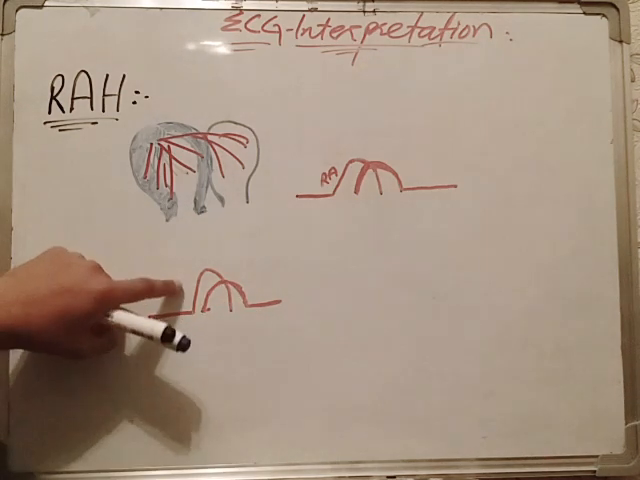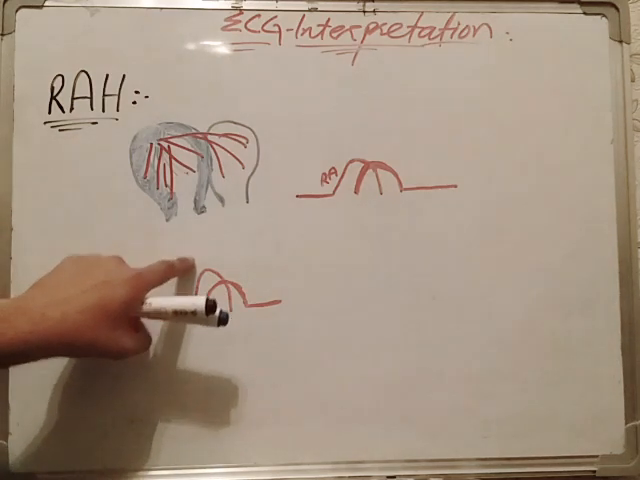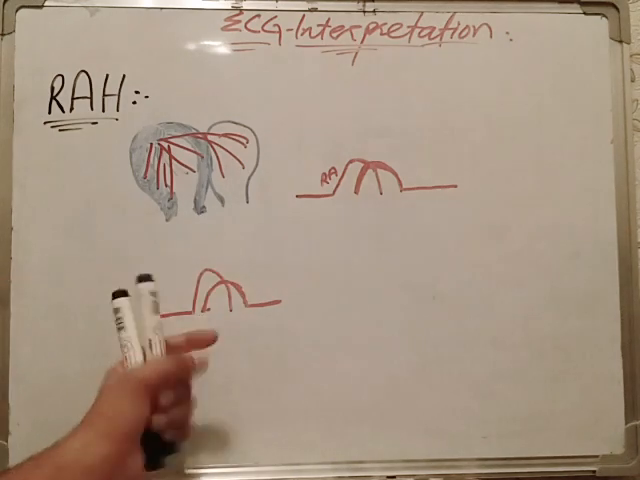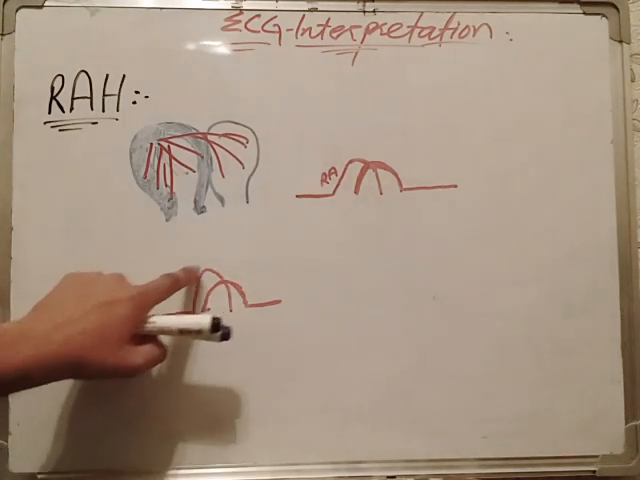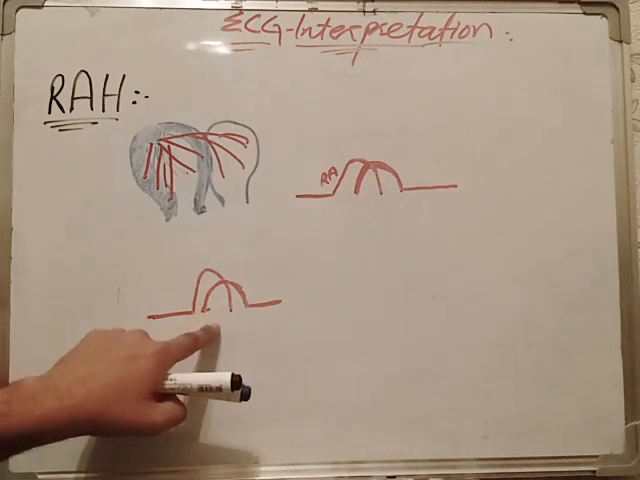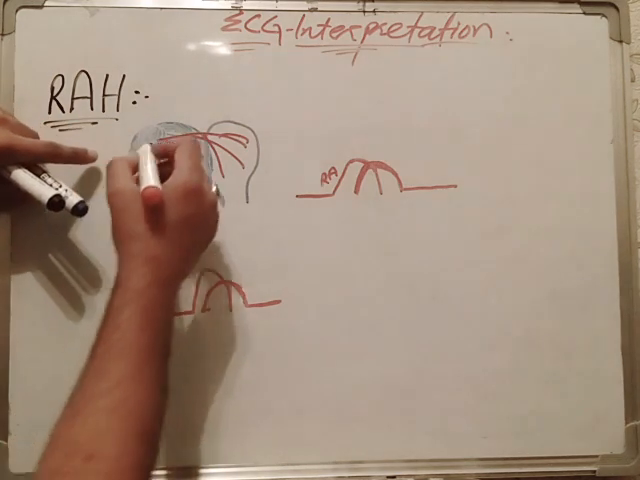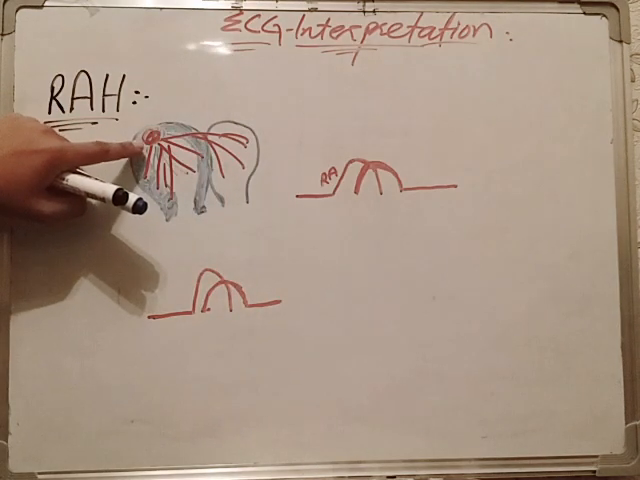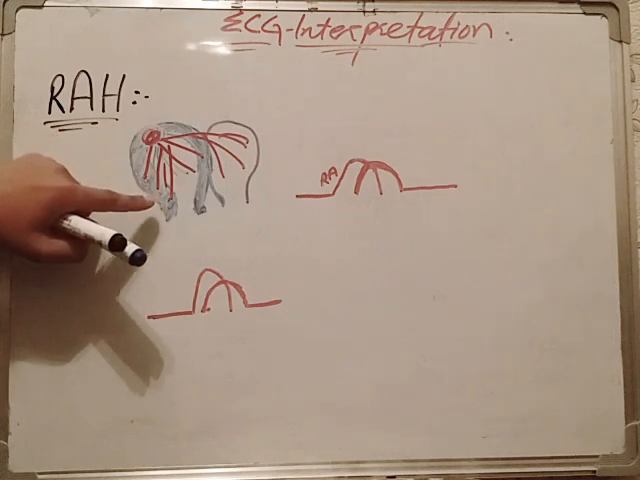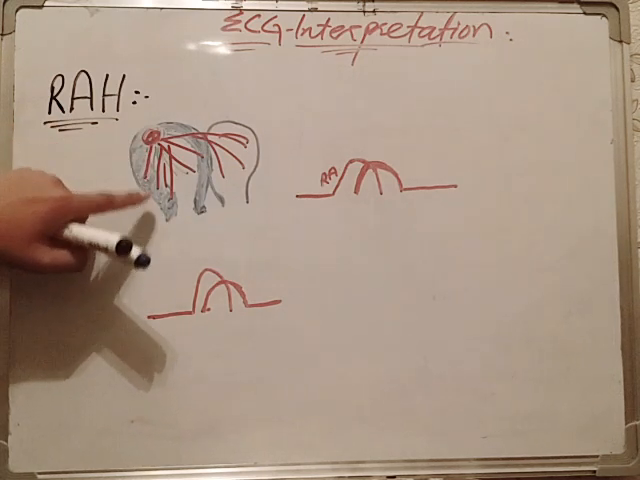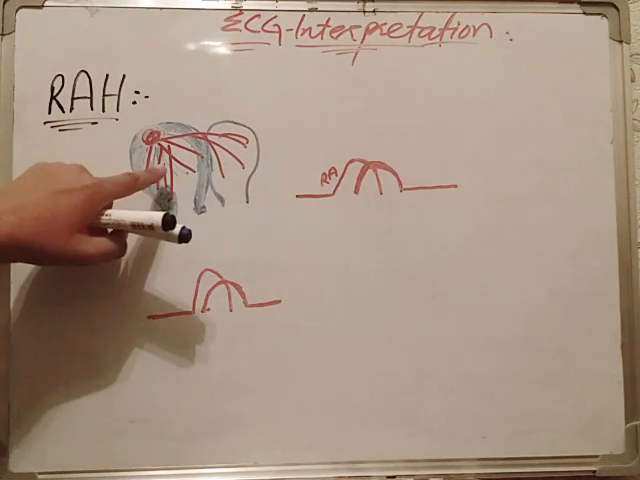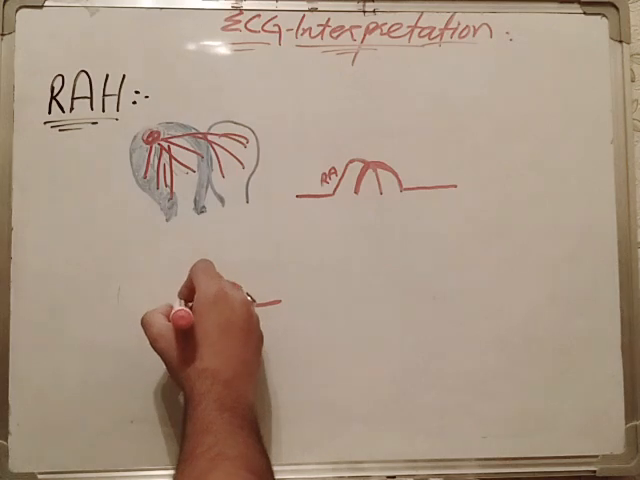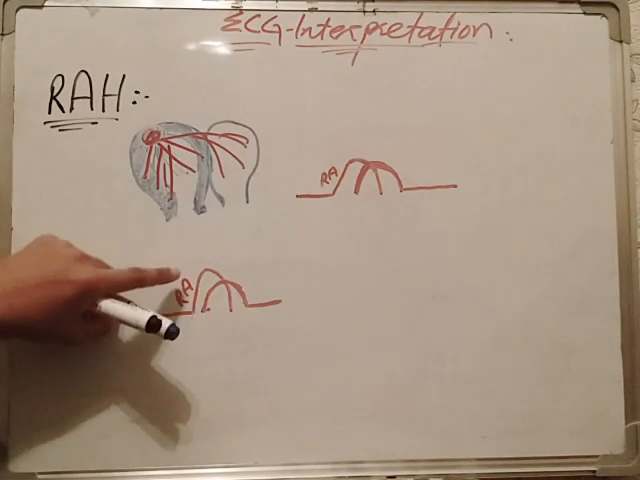So why is the right atrium only increasing in amplitude? Why is it not increasing the width of the right atrium wave? The reason is that it is nearer to the pacemaker cells. As it is very close to the pacemaker cells, it gets impulses very rapidly. So the time for the depolarization remains the same, but the amplitude will increase. So here we can see that the P wave for the right atrium increases in size.